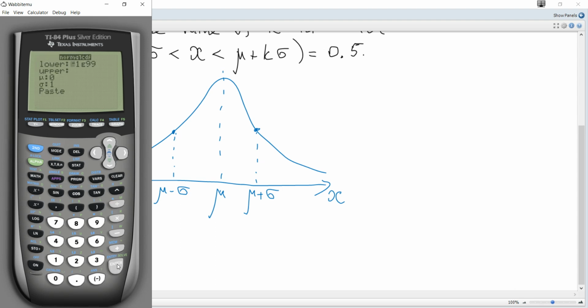Normal CDF, lower is mu, which is 50, minus 4, because standard deviation sigma is 4, the square root of variance, and upper is 50 plus 4, mu 50 and sigma is 4. It is equal to 68%.